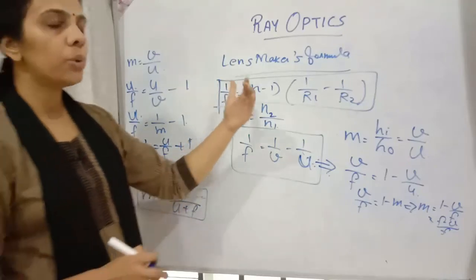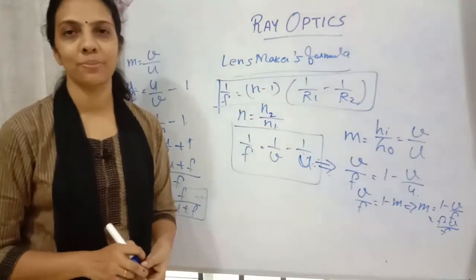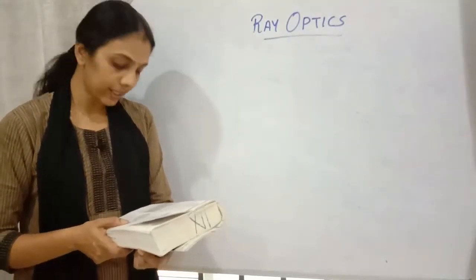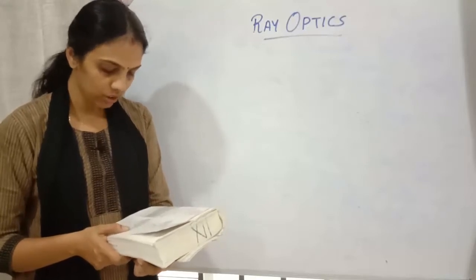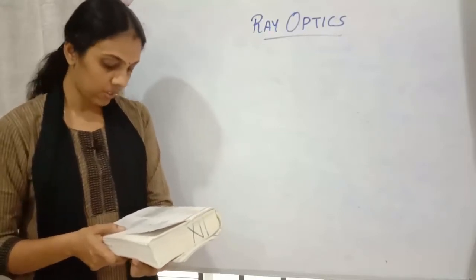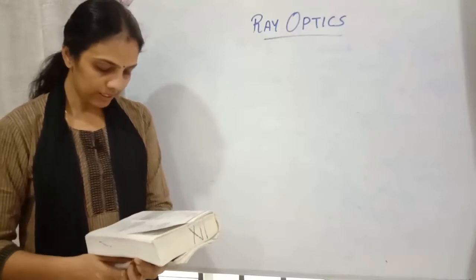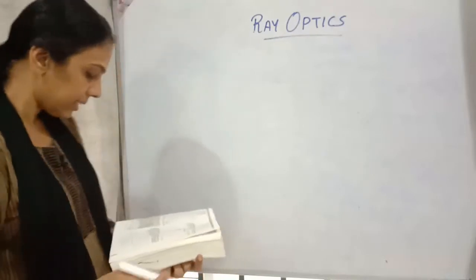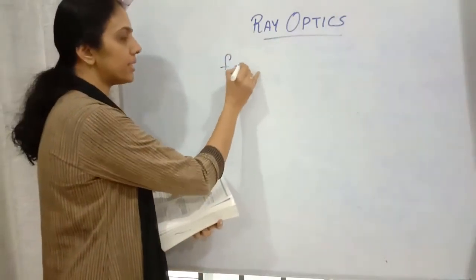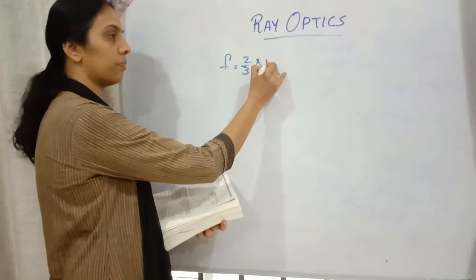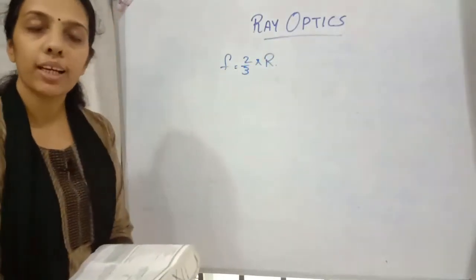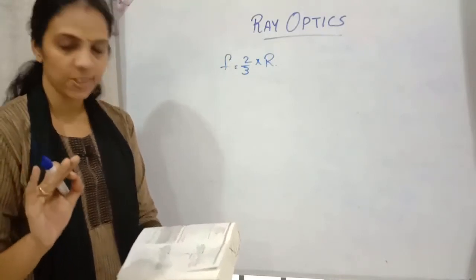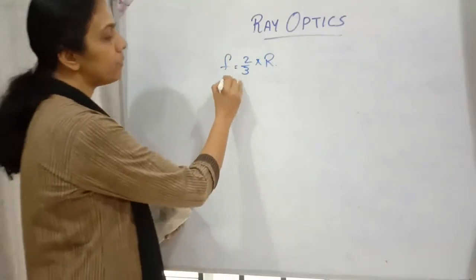So today we will do some numericals based on this. A biconvex lens has focal length 2 by 3 times the radius of curvature of either surface. Calculate the refractive index of material of the lens. So here the focal length is given as 2 by 3 times the radius of curvature. N we need to find out.